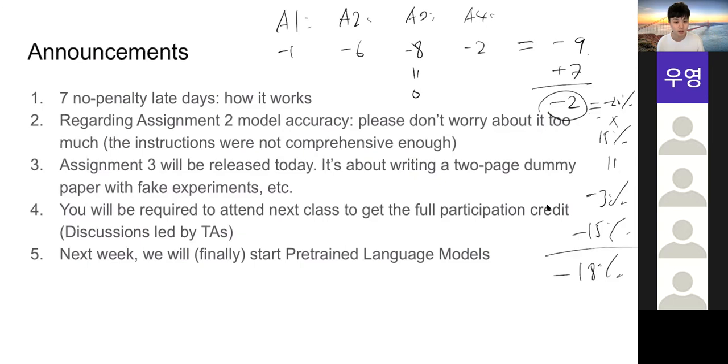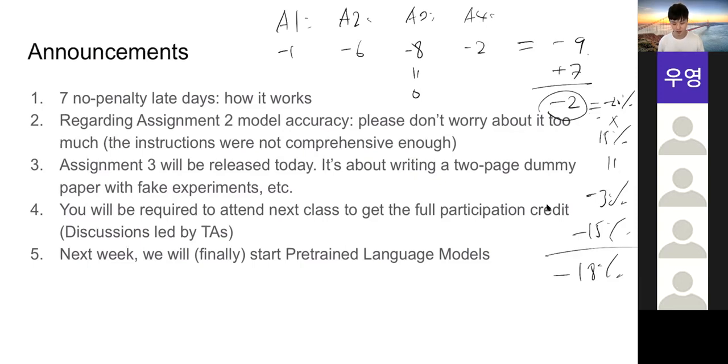And actually that's because I think the instructions in assignment two were not comprehensive enough. And I think it's not your fault that you were having troubles there. Although there are some people who were able to get good scores too, I think it was not clear enough. So I'll try to not give you too much penalty on assignment two even if you're not getting good scores. Very minimal penalties, I would say.